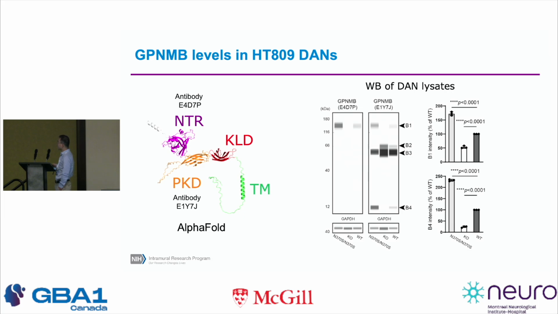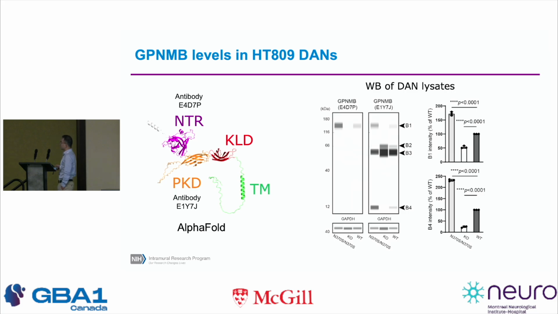When we use the E4 antibody, it detects a single band. Its molecular weight corresponds to glycosylated full-length GPNMB. Noticeably, GPNMB level is higher in N370S, but lower in the knockout line. When we used the E1 antibody to blot the same cell lysates, we detected B1 as well as 3 additional bands. Noticeably, B4 shares a similar trend to B1, being higher in N370S, but lower in the knockout line.